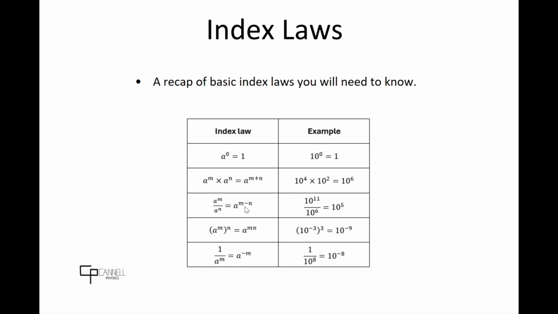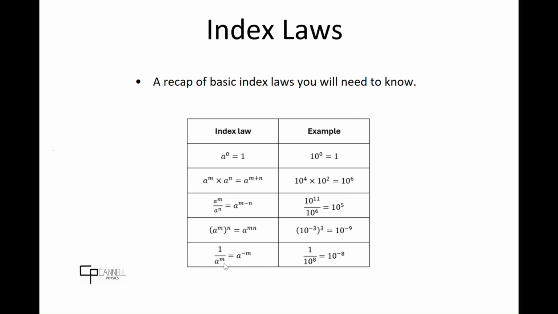If you're dividing, you subtract the powers. So 11 take 6 here is 10 to the 5. If you're raising a power to a power, then that's going to be multiplied. So you do here negative 3 times 3. So it's good we see a negative example there.